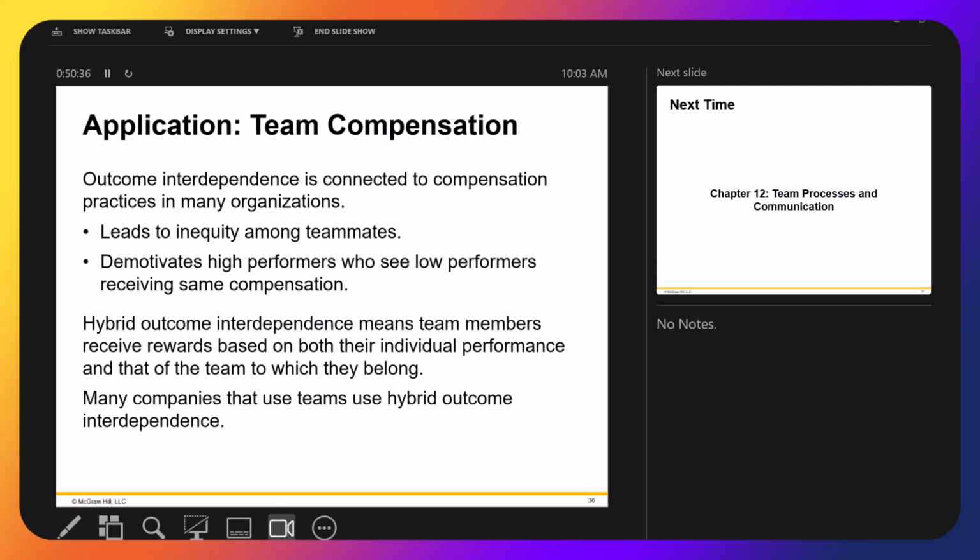Hybrid outcome interdependence means that team members receive rewards based on both their individual performance and that of the team to which they belong. Many companies that use teams use hybrid outcome interdependence. This is what you see most commonly out there. Like the example I gave earlier, a sales team has individual sales goals, but then they also have group sales goals. So they get rewarded as an individual for making their goals, and then they get rewarded as a team for making their team goals. That concludes chapter 11.